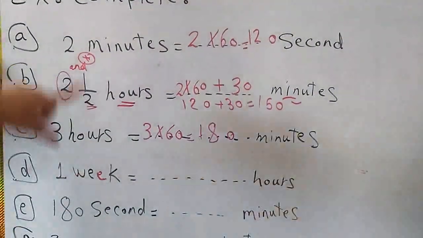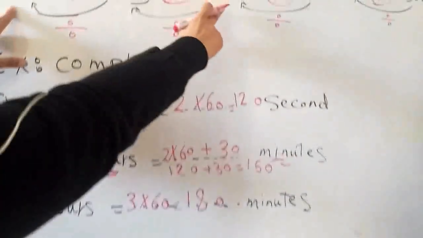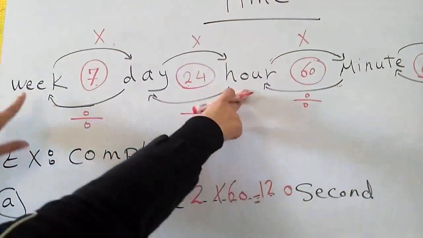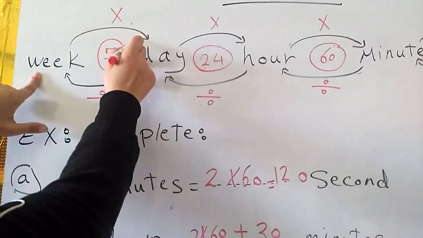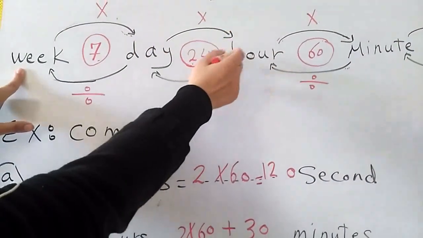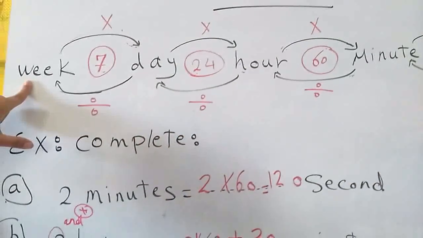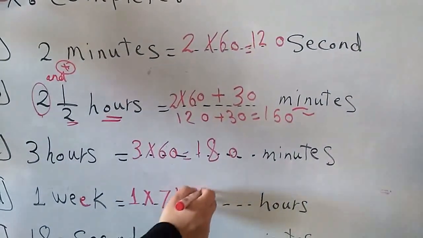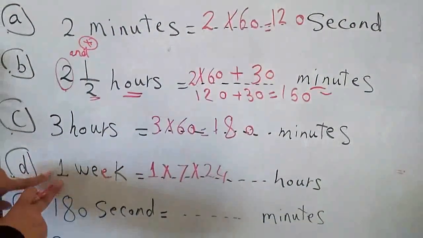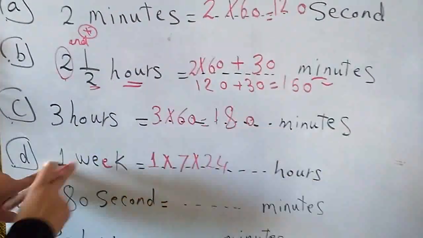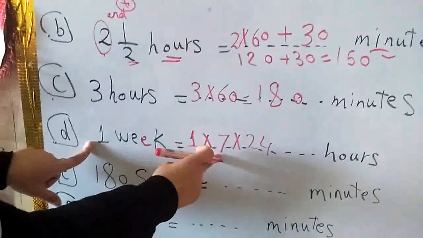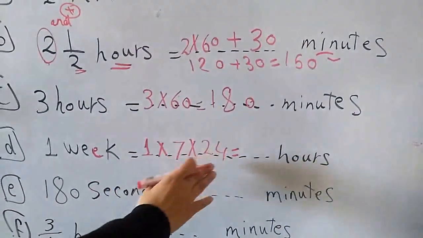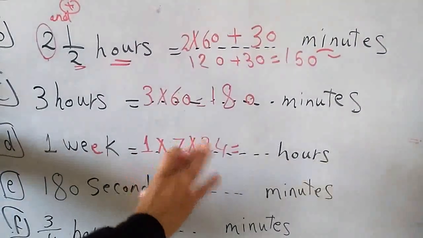In 1 week, from weeks to hours, from the bigger to the smaller, so we multiply by 7, by 24 to arrive to the hour. So 1 by 7 by 24. If I found here 2, so 2 by 7 by 24. If I found here 3, so 3 by 7 by 24.